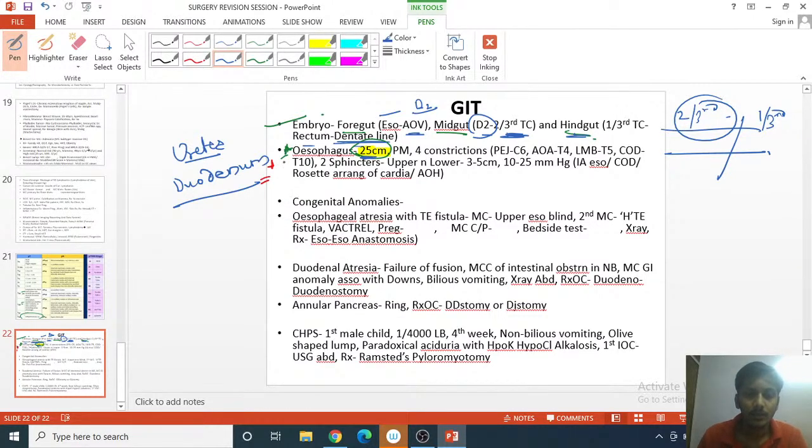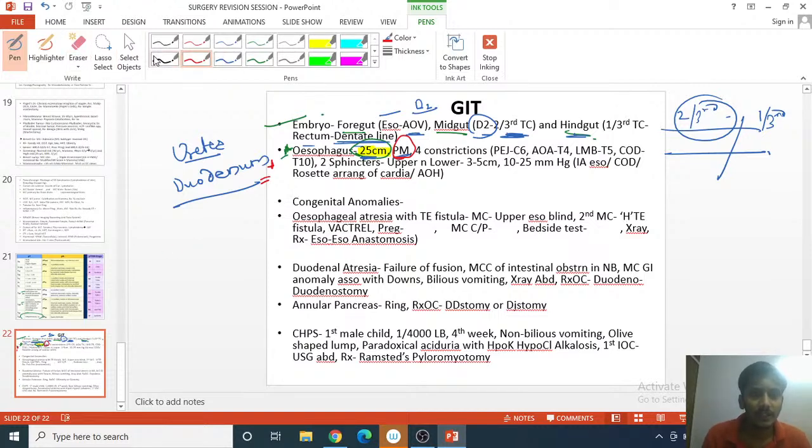Okay, so esophagus, ureter and duodenum have the same length, that is 25 centimeters. Then moving on to the site, the esophagus is located in your posterior mediastinum. So remember, where is your esophagus located? In your posterior mediastinum. Please remember this. The thymus is located in your anterior mediastinum. Please remember. Okay, and in your middle mediastinum is your heart. Okay, please remember this.